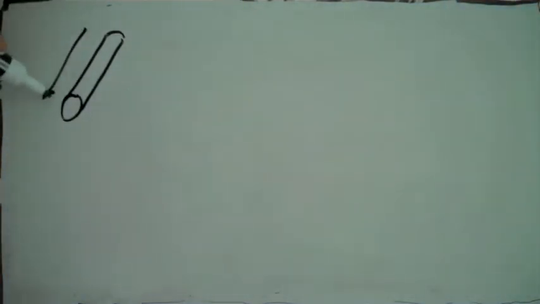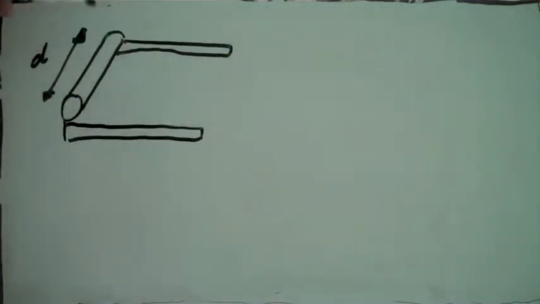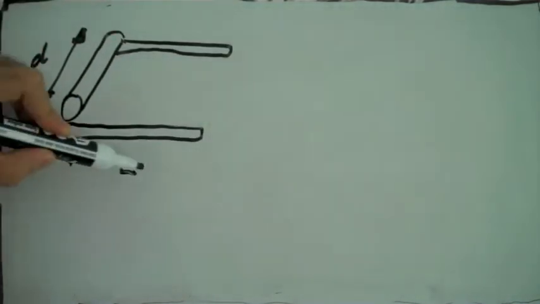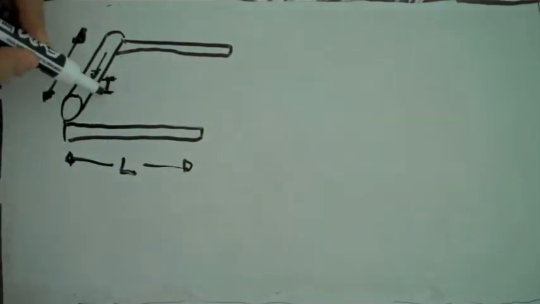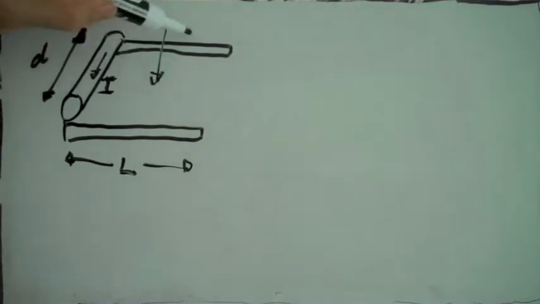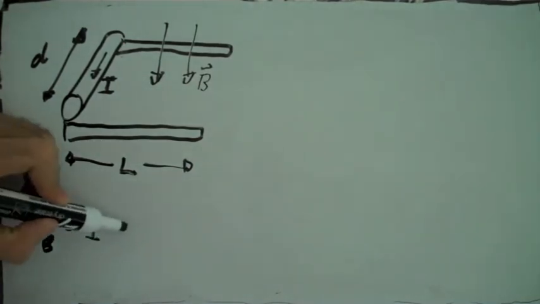Here we have a cylindrical cable of length d, and this cable lays on top of these rails of length L. Okay, so the cable carries a current I, and there's a magnetic field pointing vertically down everywhere in space.